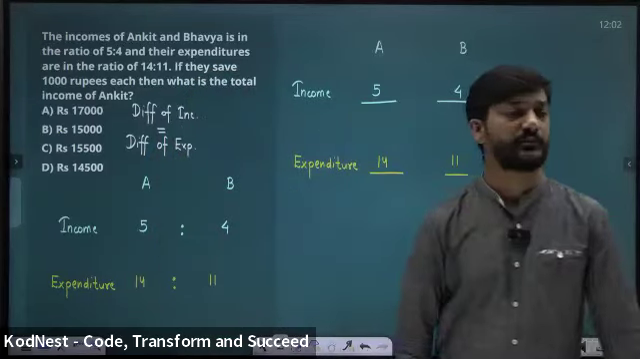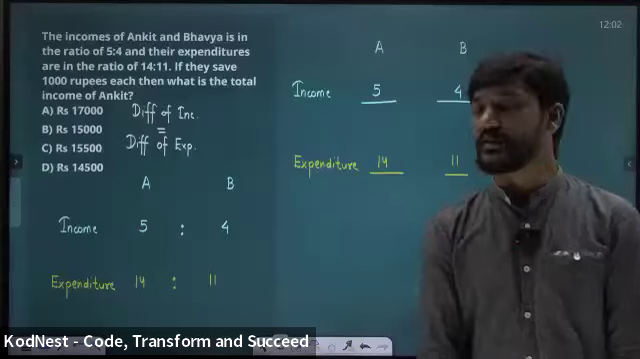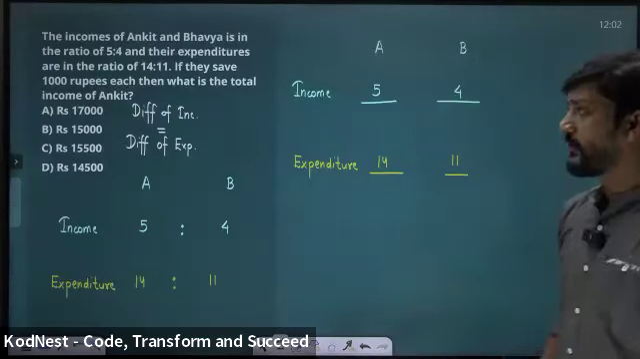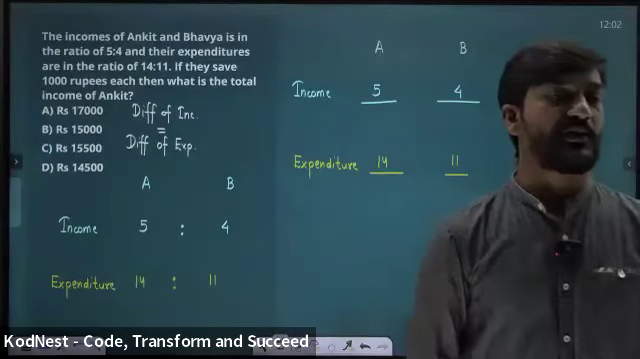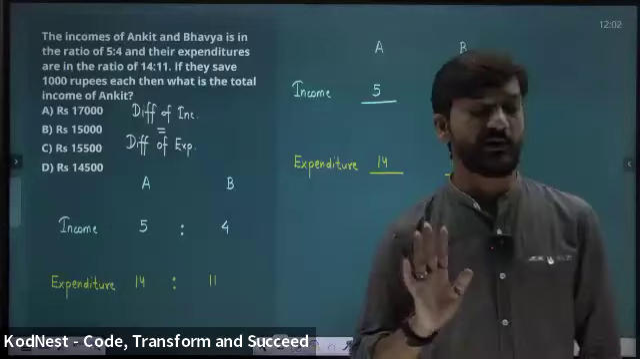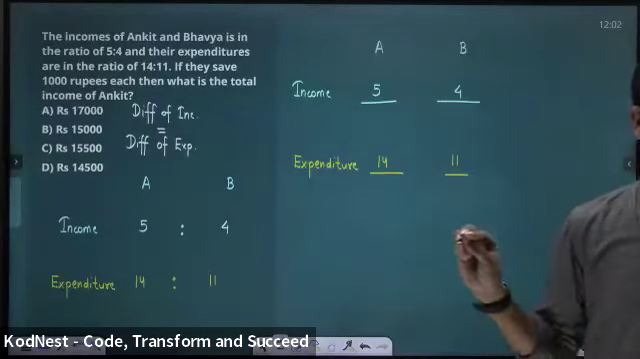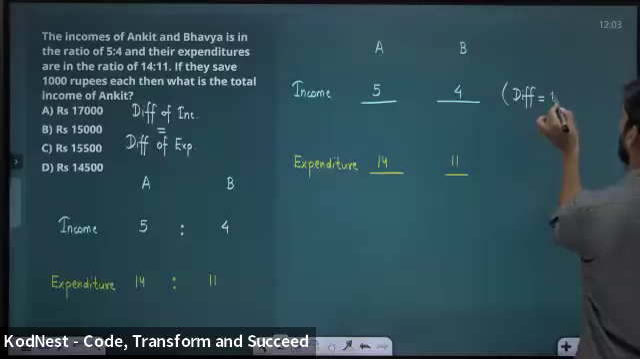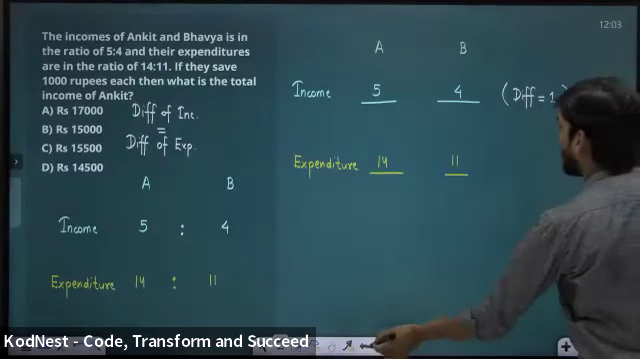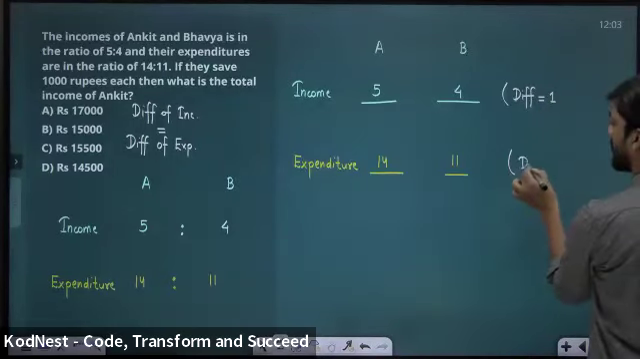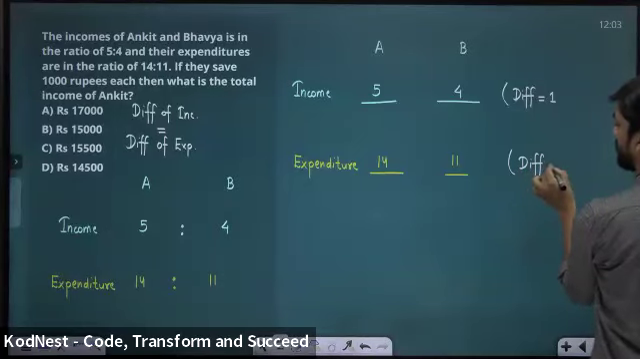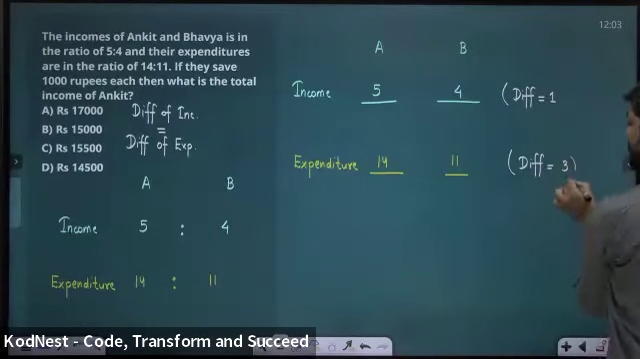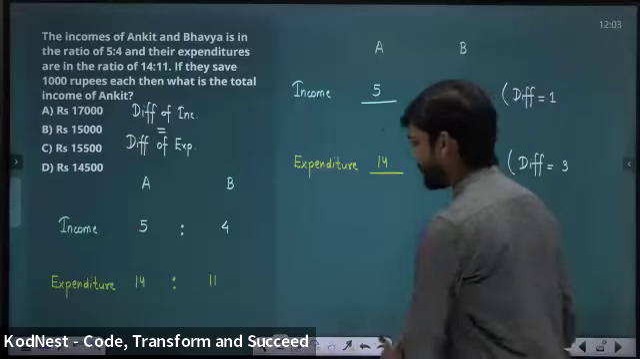Yes. Okay, so the difference must be the same. Is it the same? Please check. These are temporary values. I know these are wrong. So is the difference the same? Difference of income, how much? Okay, the difference is 1. And here, the difference is 3. Is it the same? No. All right, not the same.